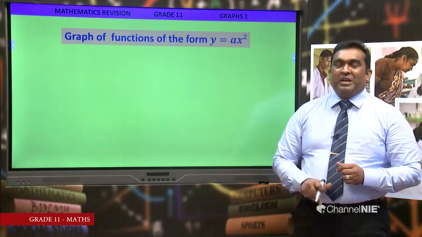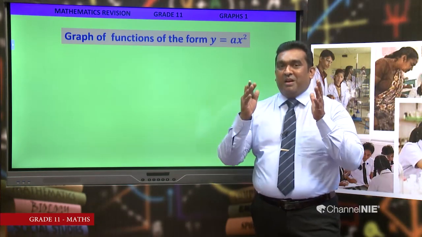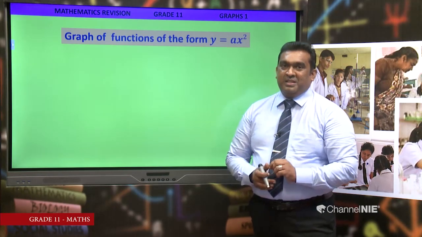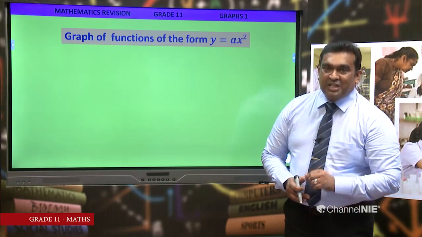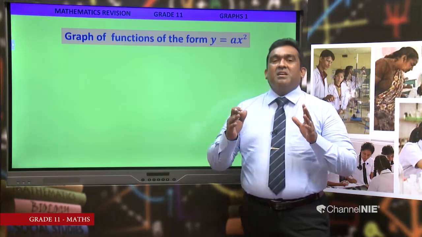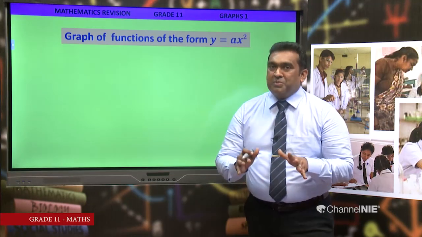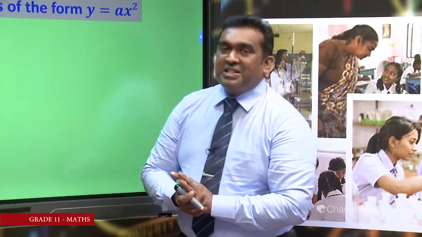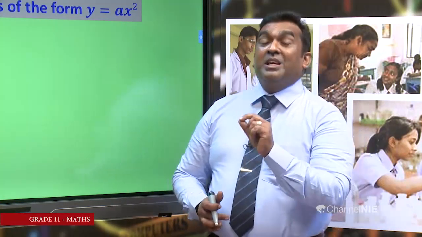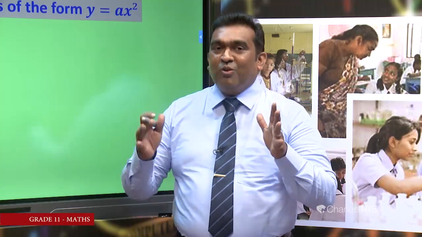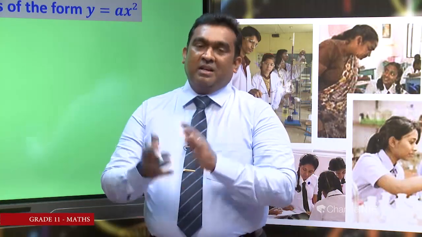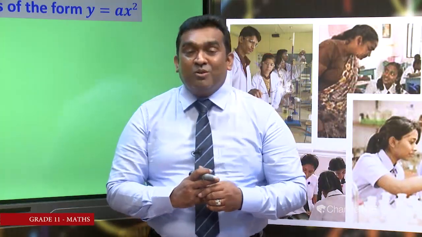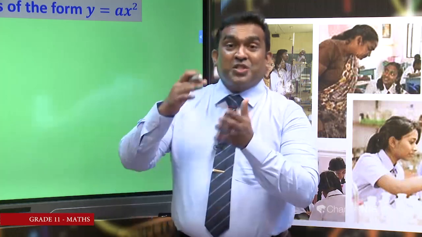Now we are going to consider a very important graph: curved line graphs. There are 2 types of graphs in this lesson, straight line graphs and curved line graphs. We discussed straight lines, y equals mx plus c. Now we are going to consider curved line graphs. What is the general equation of a curved line graph? We will see step by step.